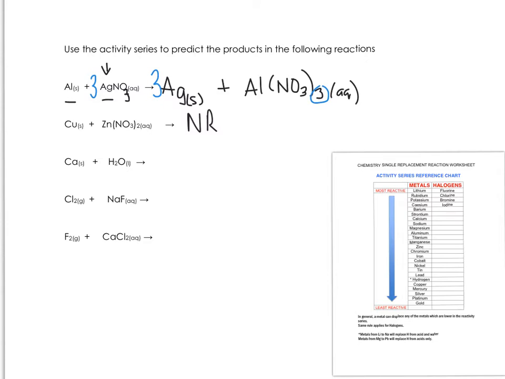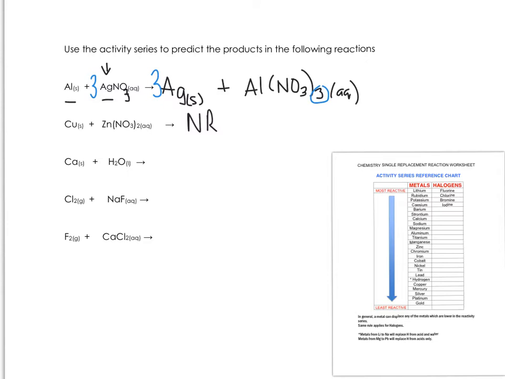So if we had zinc metal and we placed it in copper 2 nitrate, we would get a reaction, because then the zinc would be higher than the copper in the compound. So the reverse, the copper plus the zinc nitrate, is not reactive. No reaction. All right, let's do one more with a metal.